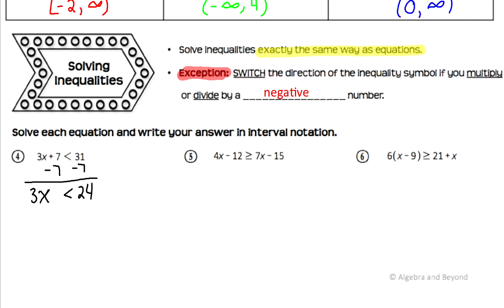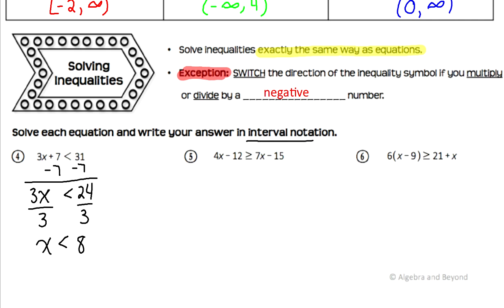And then finally, to isolate the x, I'm going to divide out the 3 on both sides. Now I'm going to pause here because I'm dividing. I need to double check that I am dividing by a positive number, not a negative. And since I am, I'm just going to leave the inequality symbol alone. So that's going to leave me with x is less than 8 as my solution.